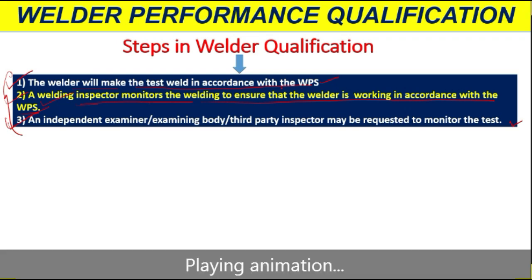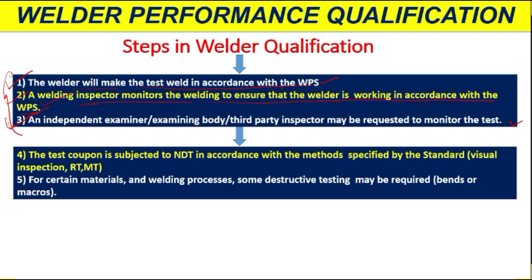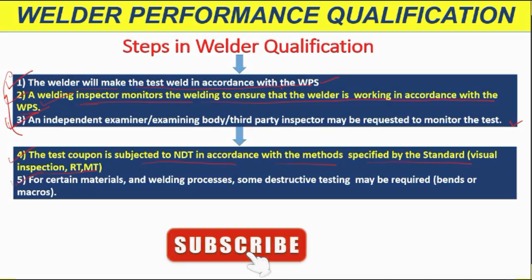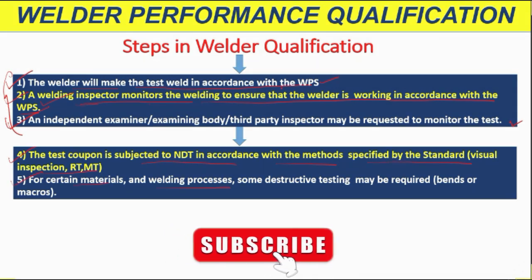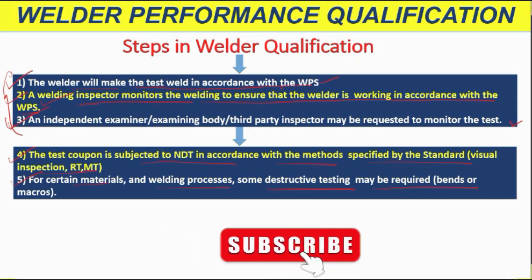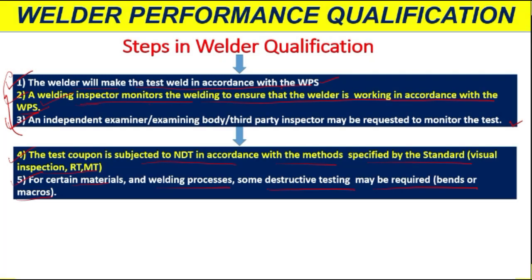Okay. Now next, the test coupon is subjected to NDT. After the test weld is finished, it goes for NDT according to the method specified by the standard: RT, MT or visual examination. For certain materials and welding processes, destructive testing such as bend or macro tests may be required. After finishing your tests, the third party checks the visual examination, and it goes for NDT.